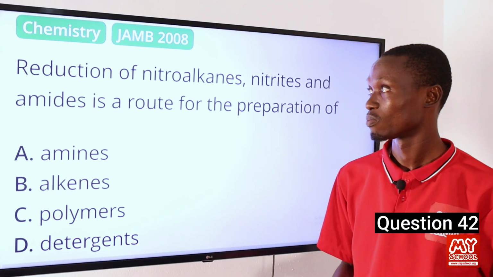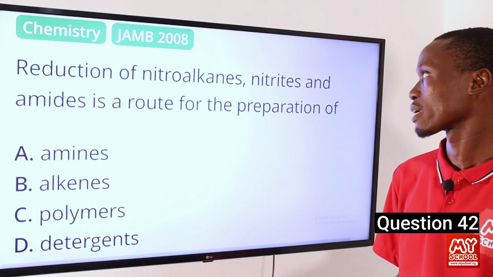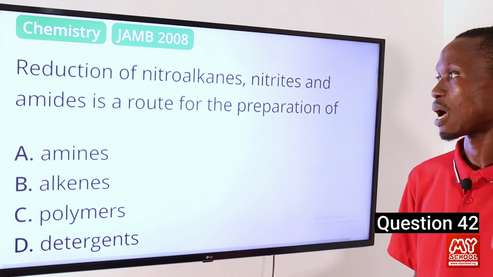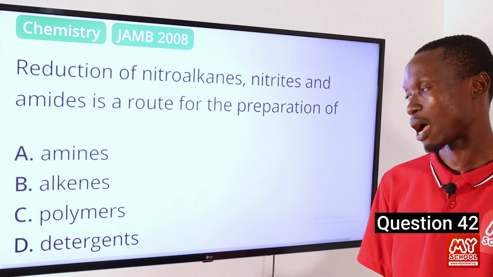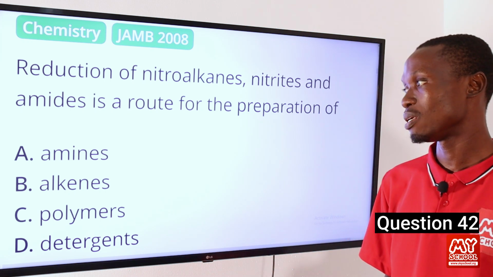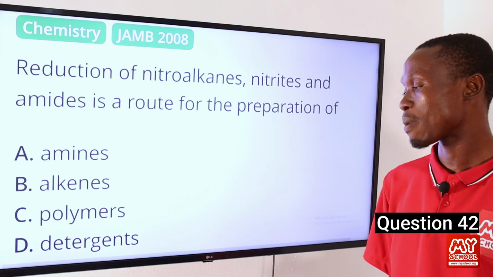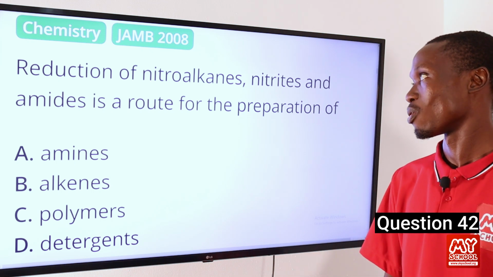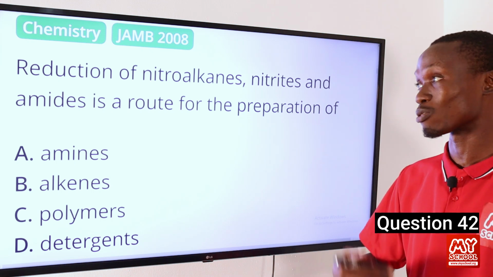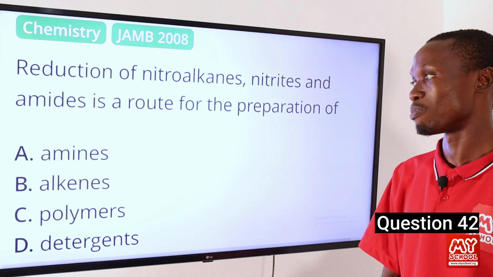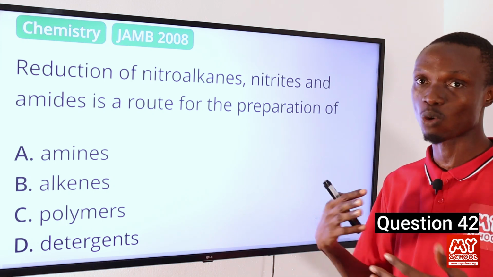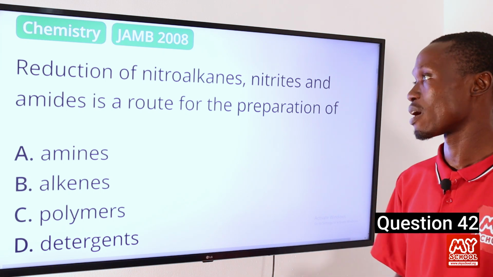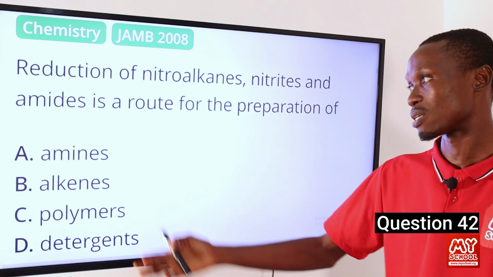Question 42. Reduction of nitroalkanes, nitriles, and amides is a route for the preparation of dash. A, amines, B, alkenes, C, polymers, and D, detergent. The answer to this question is option A, because amines are usually prepared by the reduction of nitroalkanes, nitriles, and amides. So the answer is option A.